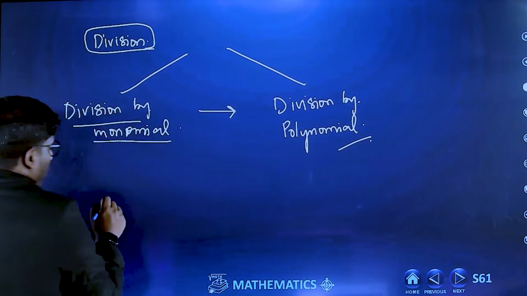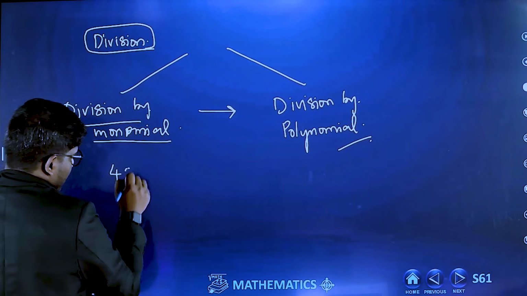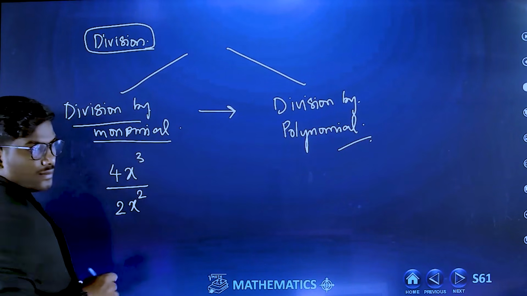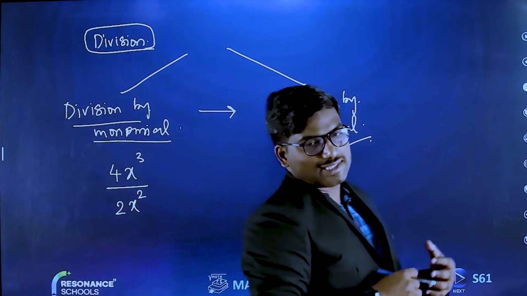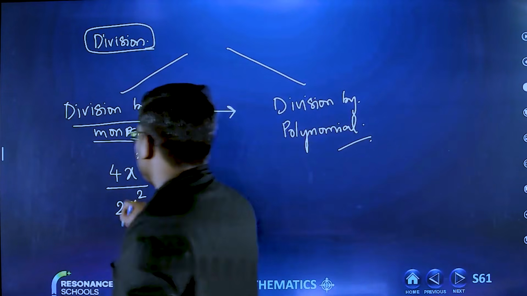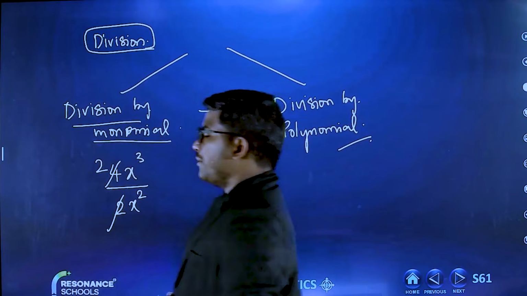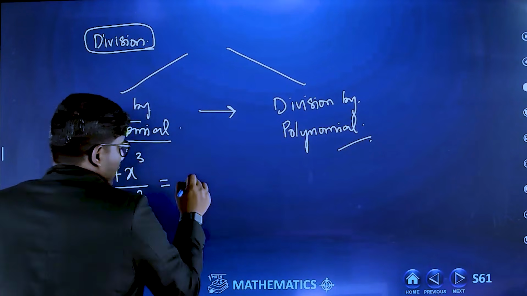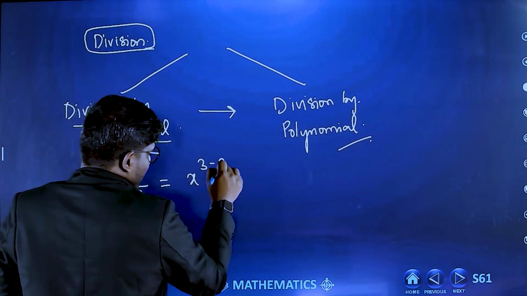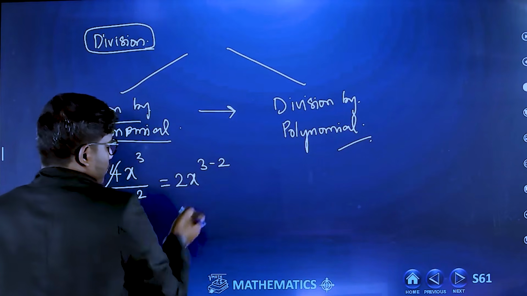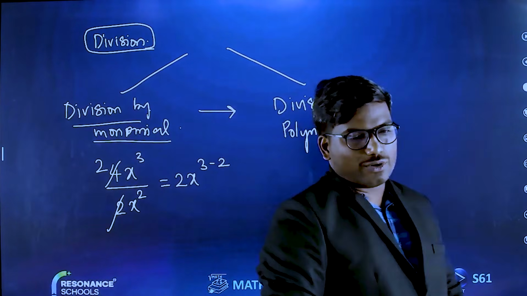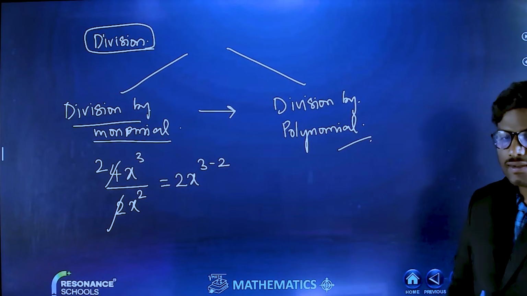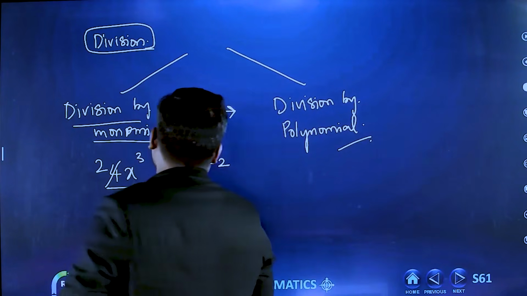If I have a monomial called 4x cubed divided by 2x square, what will that be? 4 divided by 2 results in 2, and then x cubed divided by x square. x raised to the power 3 divided by x square will be x power 3 minus 2, and the coefficient will be 4 divided by 2, which is 2. I hope this part will be clear. Alright. This is pretty much what we have learned in the exponents itself.